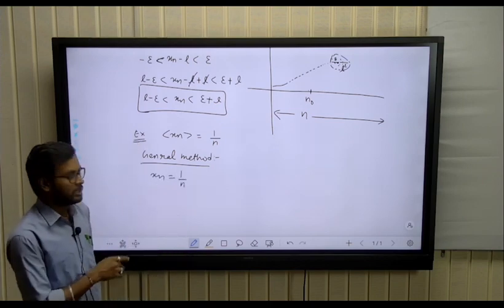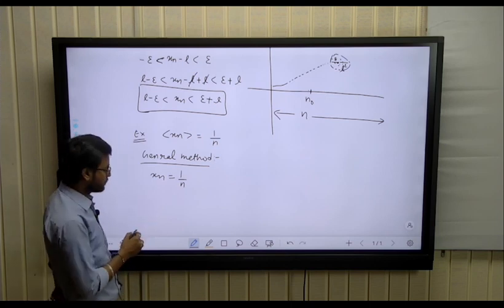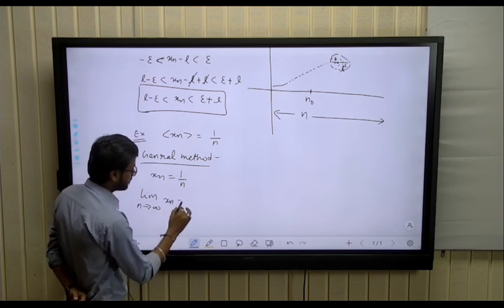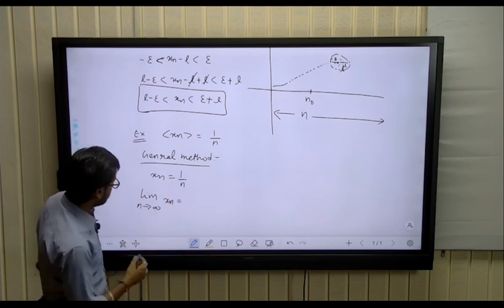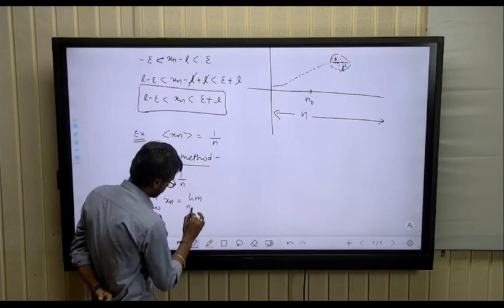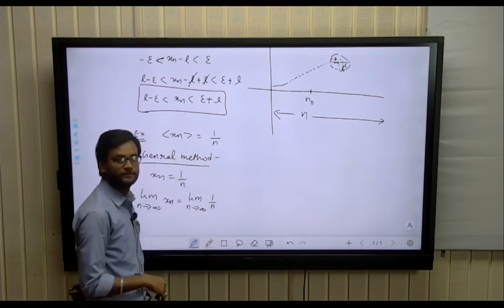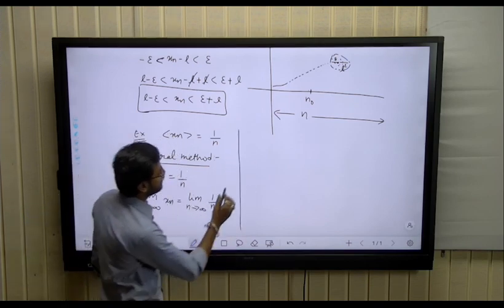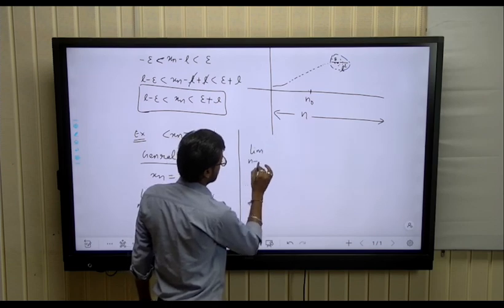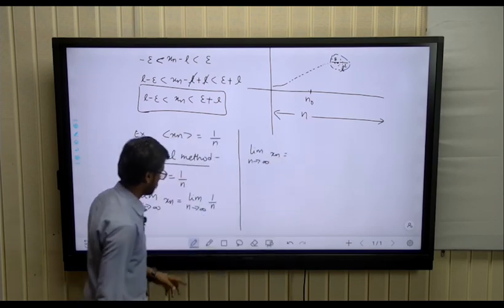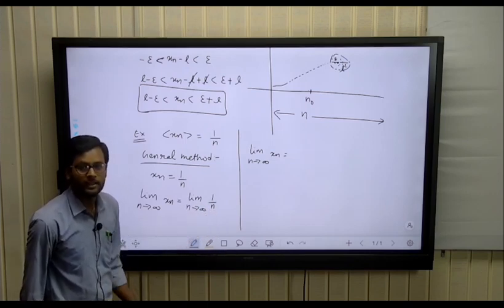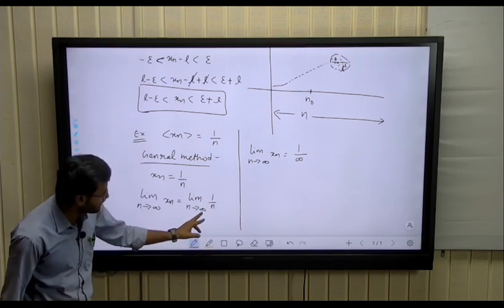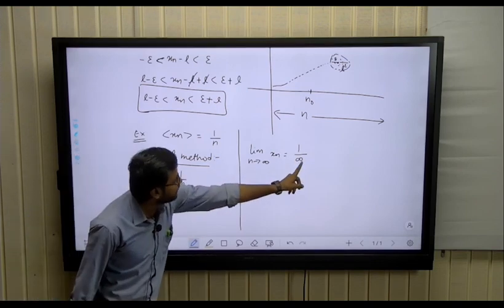If we find the limit of this sequence, we take the limit as n tends to infinity on both sides. If I want the limit of the sequence 1 upon n, see, on the left hand side we have limit n tends to infinity of xn, equal to, here if we put n tends to infinity, then what happens? If we put n equal to infinity here, then this becomes 1 upon infinity.